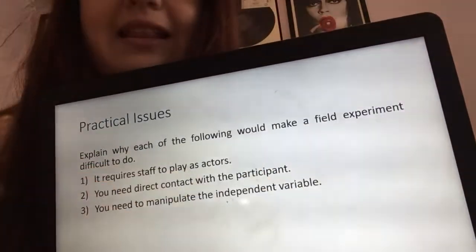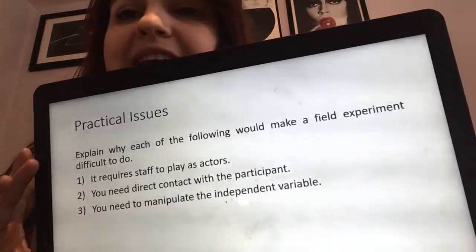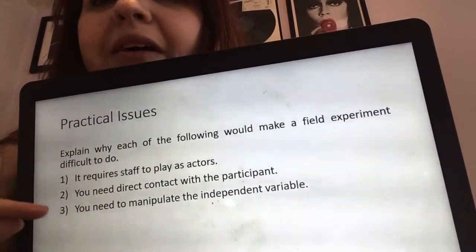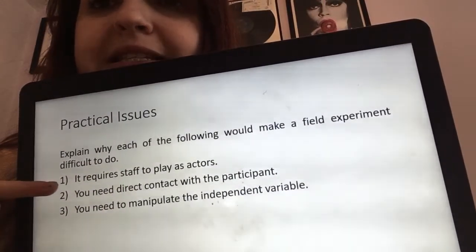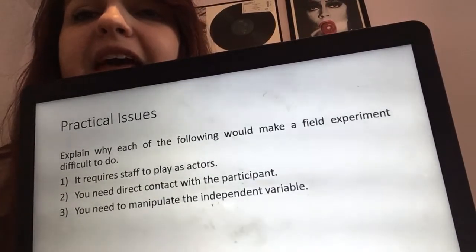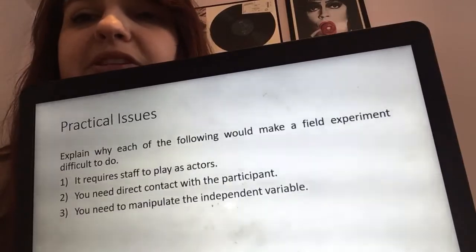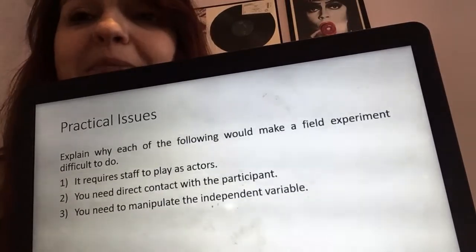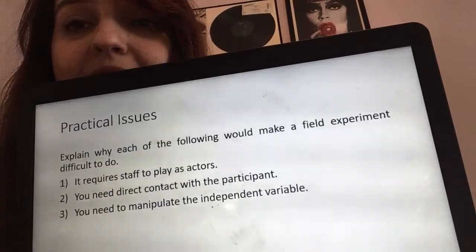Okay, now practical issues. You can see in the video it requires staff. So in this case, you had the people filming, you had the actress. Don't forget, you're going to have to put time into testing and training that member of staff, and people aren't going to do it for free. You're going to have to pay for them.